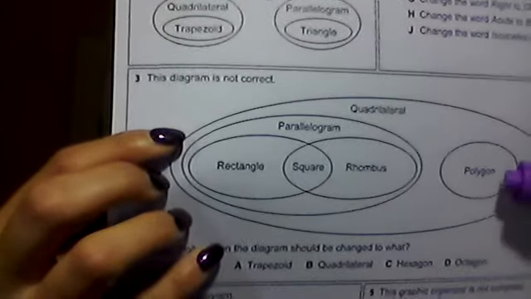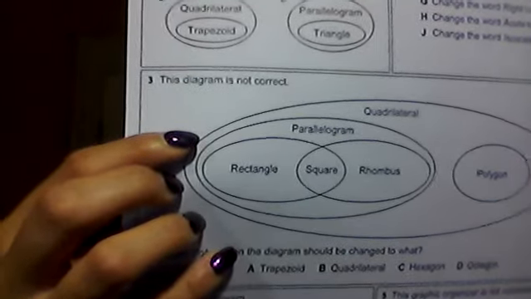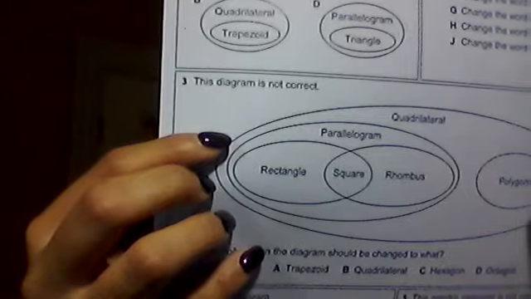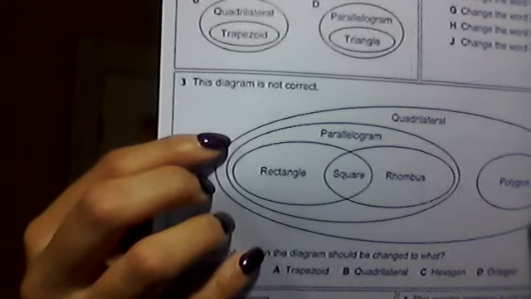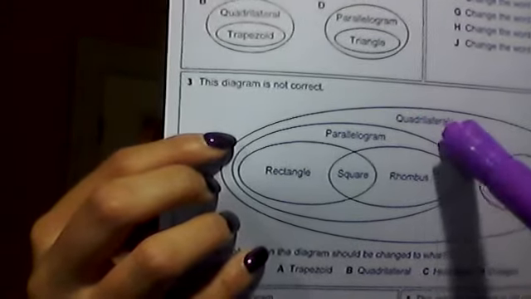And then hanging out over here, we have a polygon, okay? And then going back to everything within here must be a quadrilateral. So polygon is not a specific enough answer to be in this quadrilateral circle. So looking at your answer choices, you have trapezoid, quadrilateral, hexagon, and then octagon. Okay, so first of all, the definition of a quadrilateral, we talked about the word quad. Okay, what does quad mean?